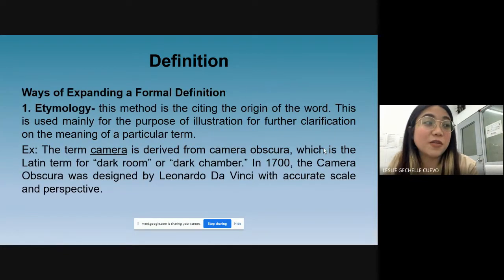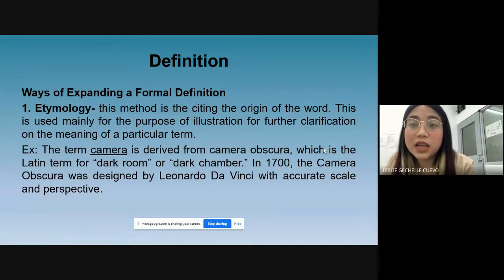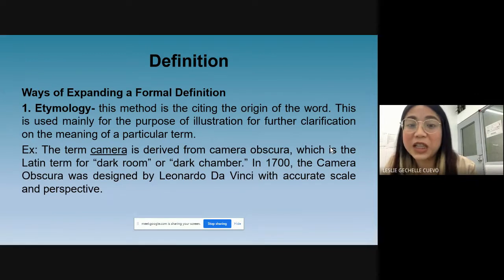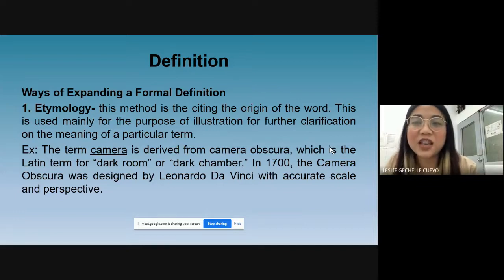So, when we say etymology, this method is citing the origin of the word. Criminologia came from the word crimen and logia. Crimen, which means ganito. Logia, which means ganito. Yun yung etymology. This is used mainly for the purpose of illustration for further clarification on the meaning of a particular term. For example, the term camera is derived from camera obscura, which is the Latin term for dark room or dark chamber. In 1700, the camera obscura was designed by Leonardo da Vinci with accurate scale and perspective.